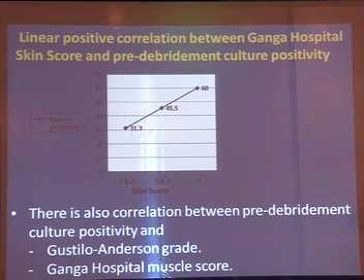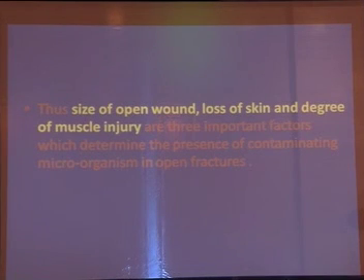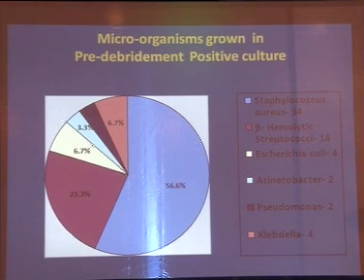So it was found that there was a linear positive correlation between the Ganga Hospital skin score and pre-debridement culture positivity. There was also a positive correlation between the pre-debridement culture positivity and Gustilo grade and Ganga Hospital muscle score. Thus, we concluded from here that the size of open wound, loss of skin, and degree of muscle injury are 3 important factors which determine the presence of contaminating microorganisms in open fractures. So the spectrum of flora was most commonly Staphylococcus, followed by E. coli, Klebsiella, Acinetobacter, and Pseudomonas.